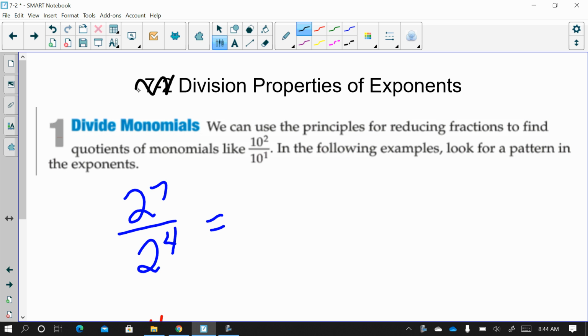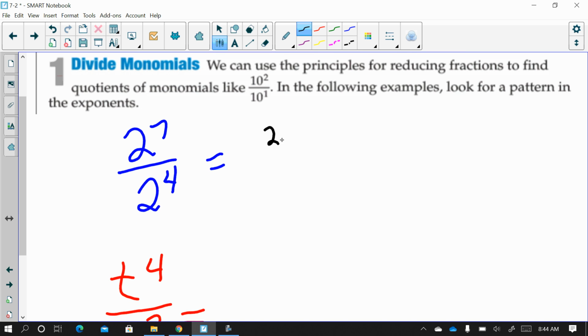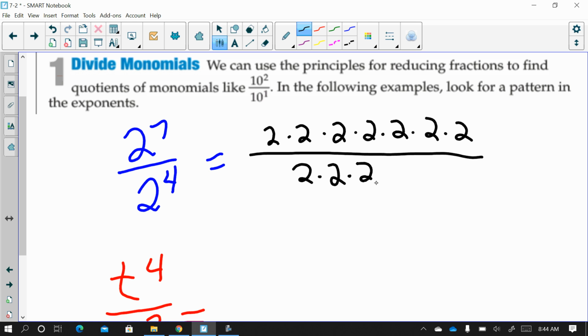Okay, so we can use the principles for reducing fractions to find quotients. Let's see if we can find a pattern. What does 2 to the 7th mean? It means 2 times itself 7 times. And 2 to the 4th means 2 times itself 4 times. So reducing fractions, I can see those cancel, those cancel, those cancel, and those cancel, leaving me with 2 cubed.